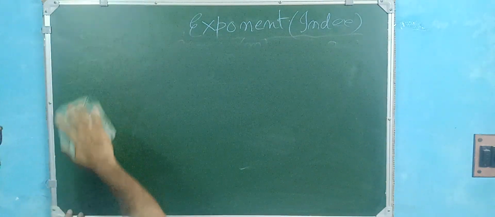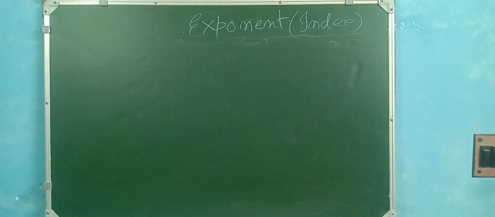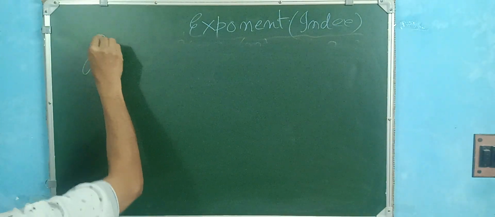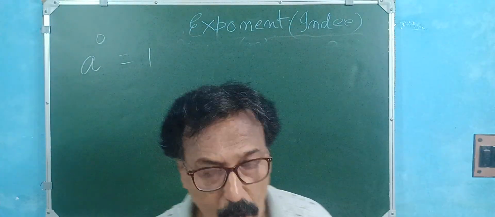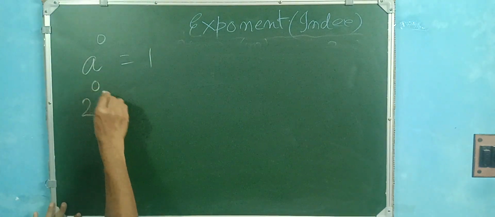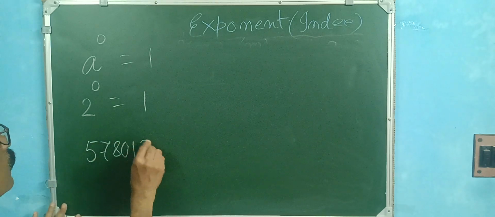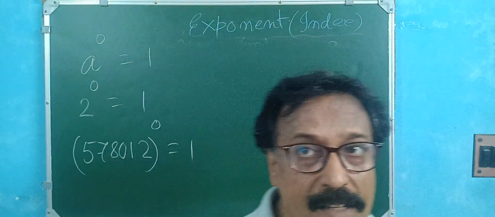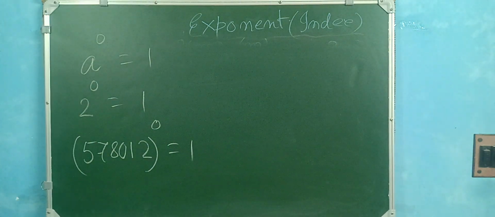Another important law or formula is here. A to the power 0 is always 1. This is a very important law of indices. A to the power 0 is 1. That means 2 to the power 0 is 1. If you take a big number like 5780, 1 2 to the power 0, that is also 1. Very important thing.